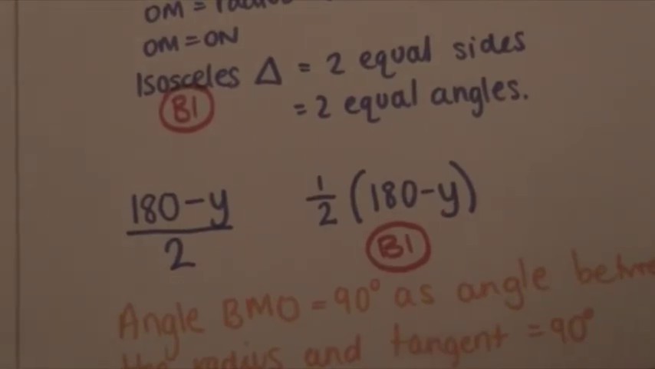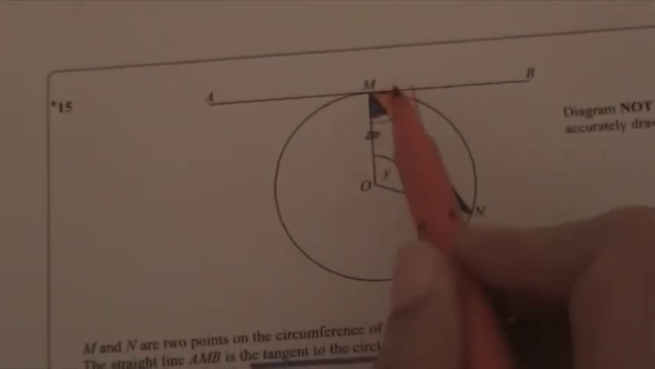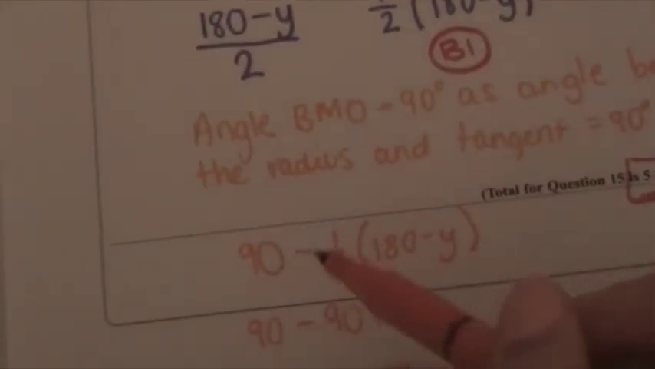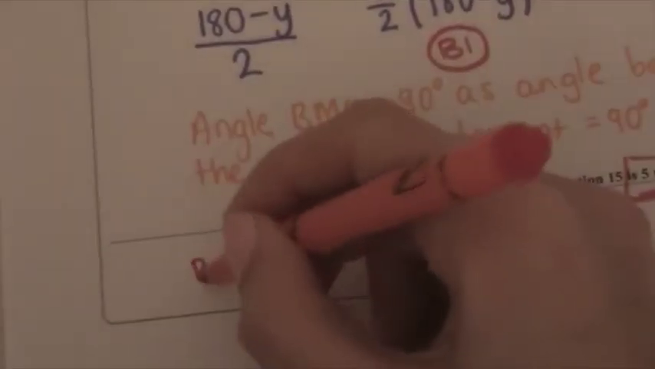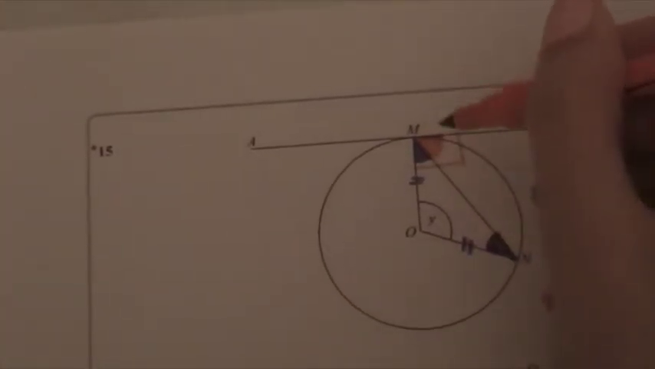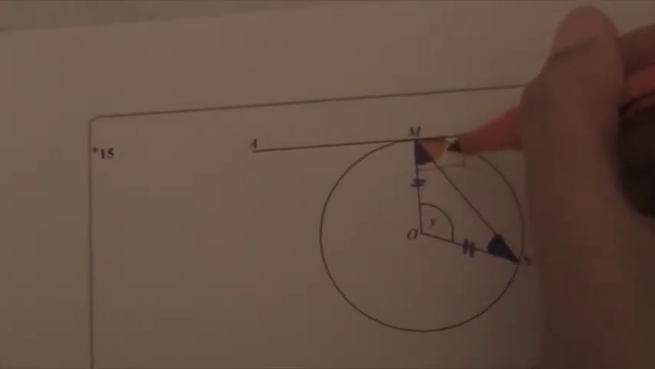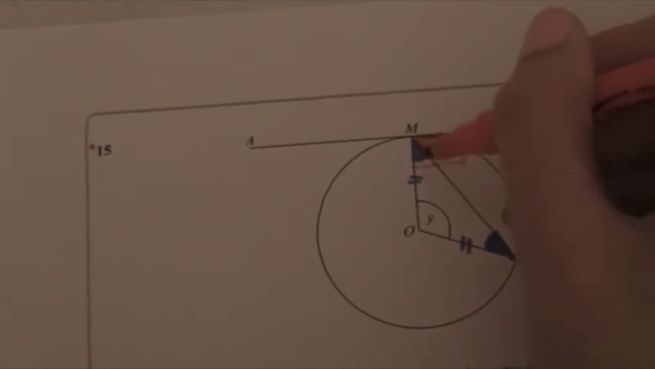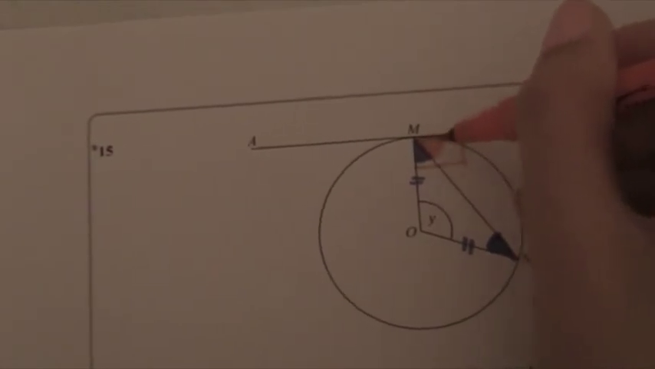The third mark is for realising that the angle with the orange and the blue, so the angle between the tangent and the radius, would be 90 minus what we have just worked out. So that's for realising that we have just worked out the blue, and for realising that to work out this whole angle here, it would be 90 minus the blue, and that will give you the orange angle.